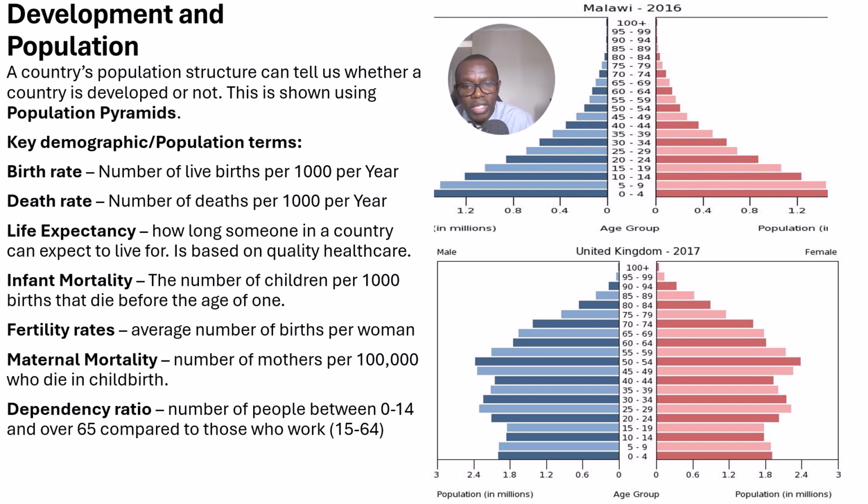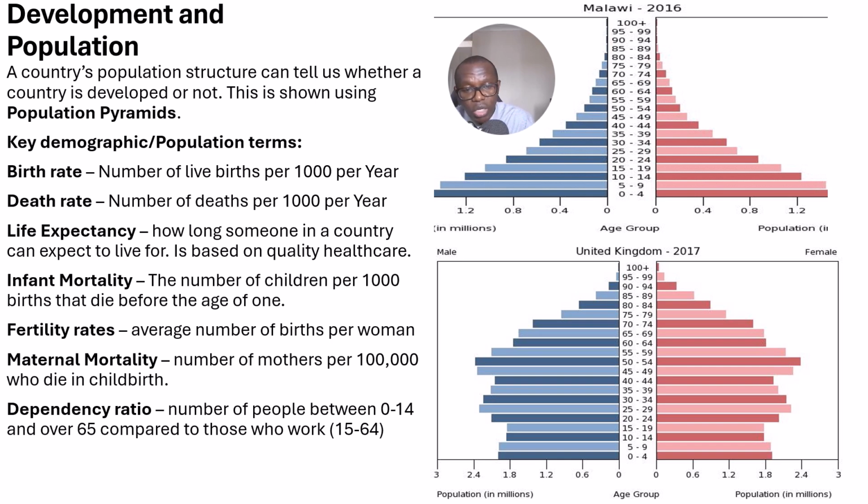And this obviously gives us an indication as to how good the healthcare in a country is. If the quality of healthcare and the provision of it is good, then people can expect to live longer, and vice versa. Then we have infant mortality. Now, infant mortality is the number of children per 1,000 births that die before the age of 1.